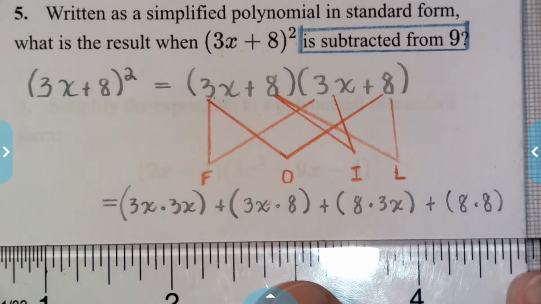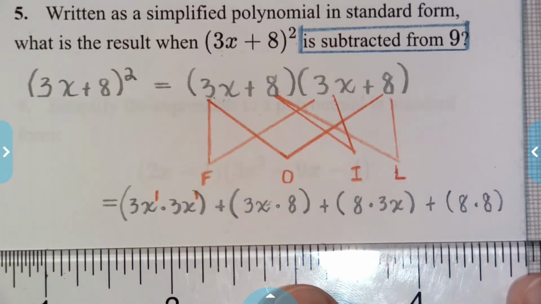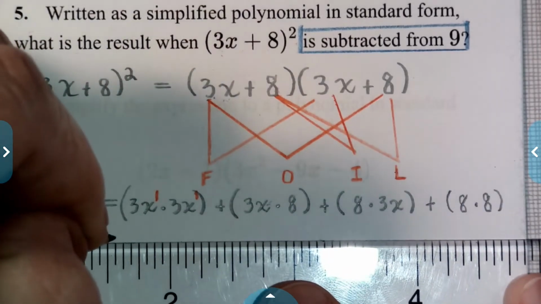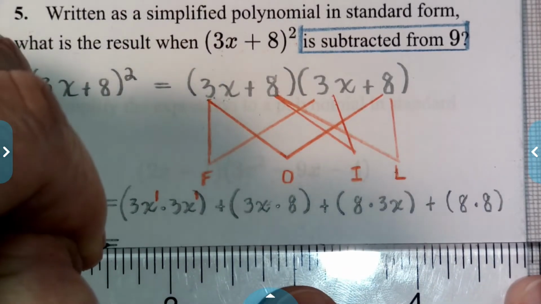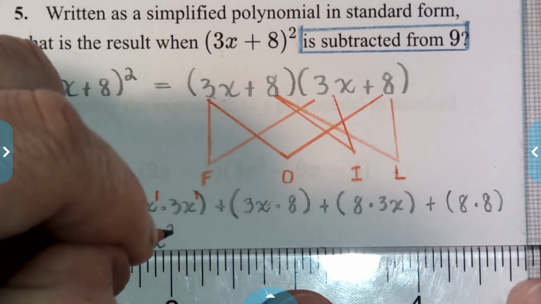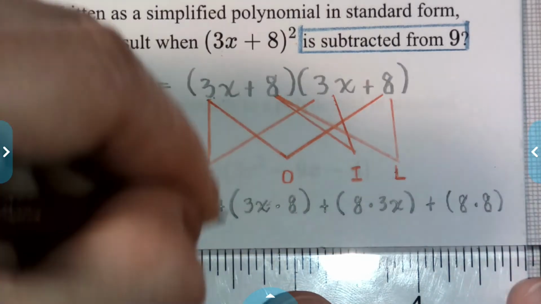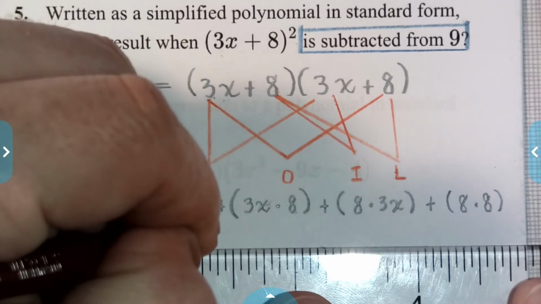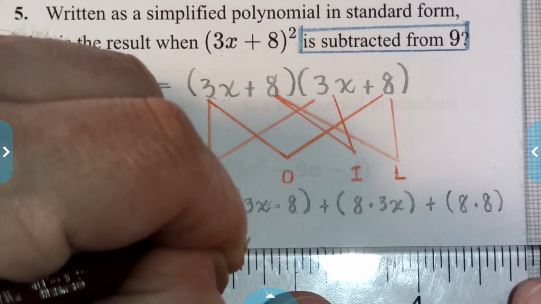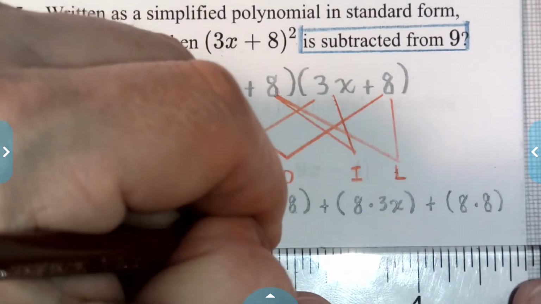So in the first parentheses, we're going to have to apply that product rule. You have 3x times 3x, so that's 9x to the 1 plus 1, 9x squared. So we're going to drop the parentheses and write 9x squared. And now I have 3x times 8, that's plus 24x. And then here I have 8 times 3x, which is plus 24x.